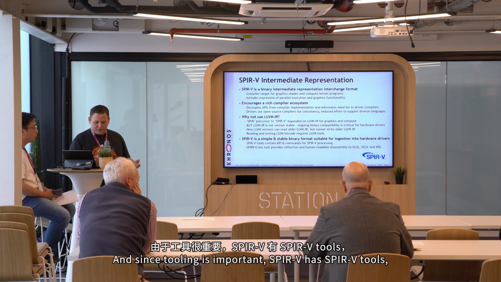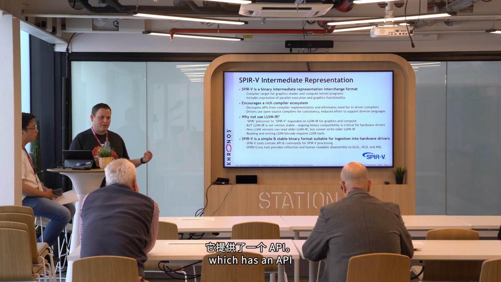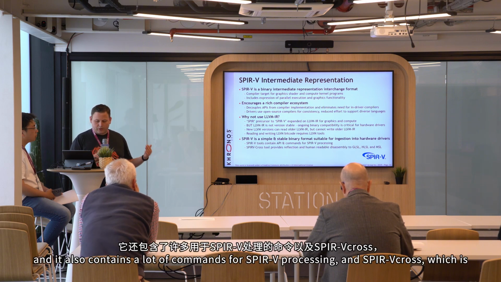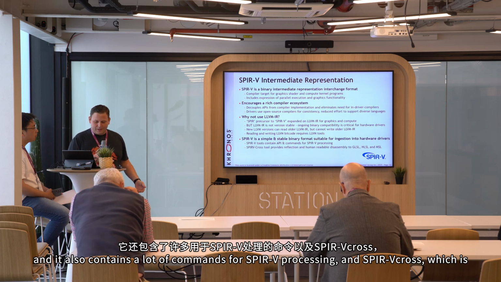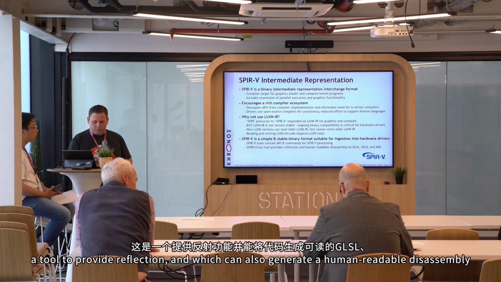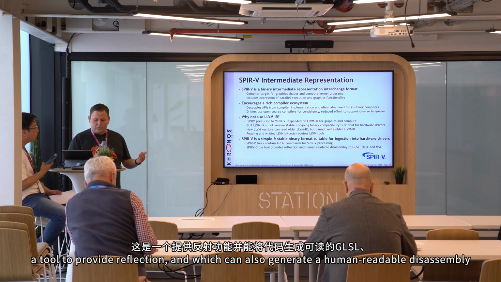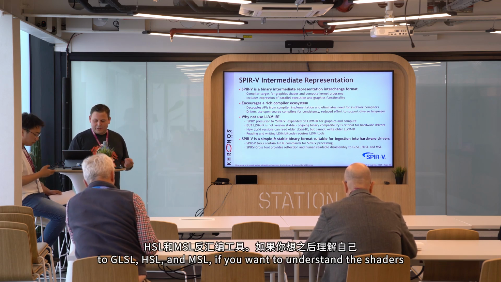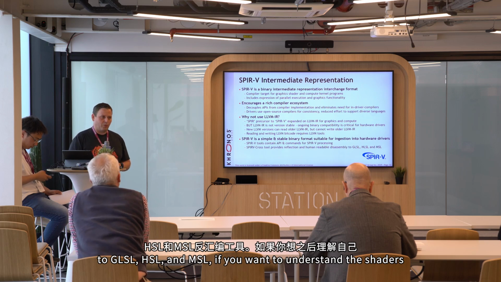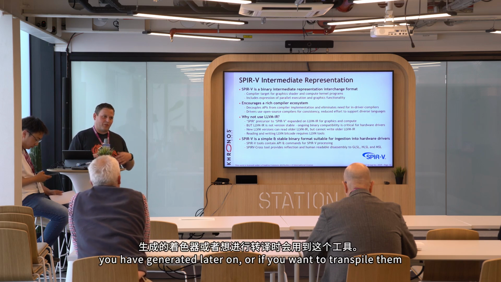And yeah, since tooling is important, SPIR-V has SPIRV-Tools, which has an API, and it also contains a lot of commands for SPIR-V processing, and SPIRV-Cross, which is a tool to provide reflection, and which can also generate a human-readable disassembly to GLSL, HLSL, and MSL if you want to understand the shaders you have generated later on, or if you want to transpile them.